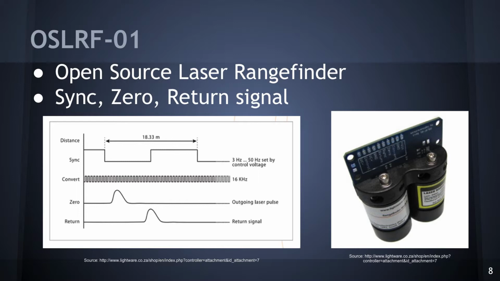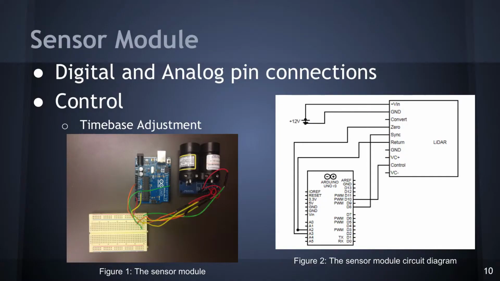After choosing our components, we moved on to the design and construction phase of our project. To begin, we connected the Arduino to the LiDAR. Since the return and 0 signals are analog output signals, they were connected to analog pins on the Arduino. The sync signal was a digital output, so it was connected to a digital pin on the Arduino.